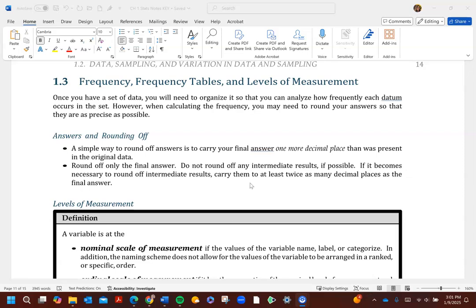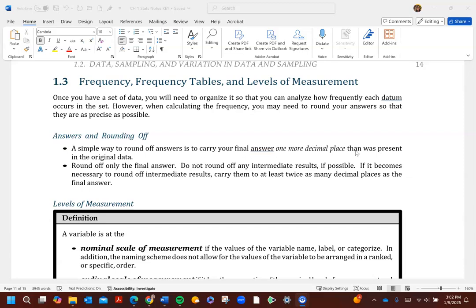Okay, we're finishing up chapter 1 with lessons for section 1.3 and 1.4. Just go through these briefly. Reading your book in more detail will really be helpful if there's something you're not quite familiar with or need more details with. But basically, one thing we want to talk about too is answers and rounding off.